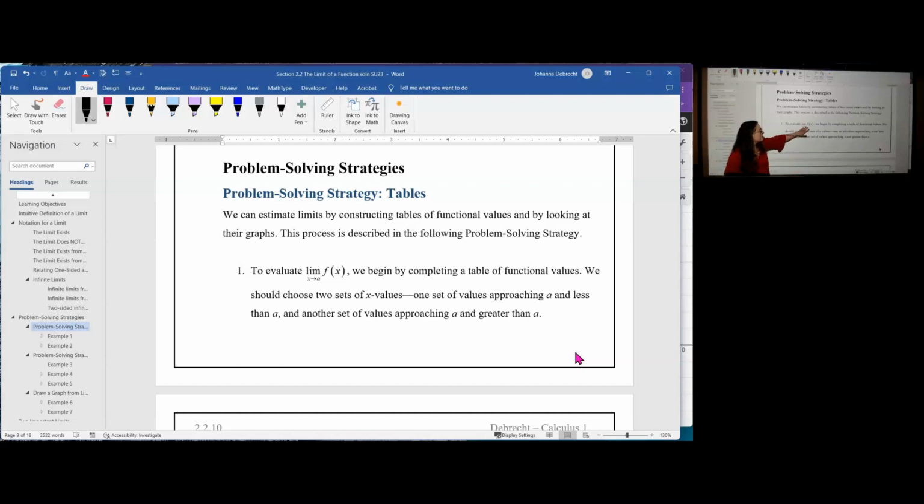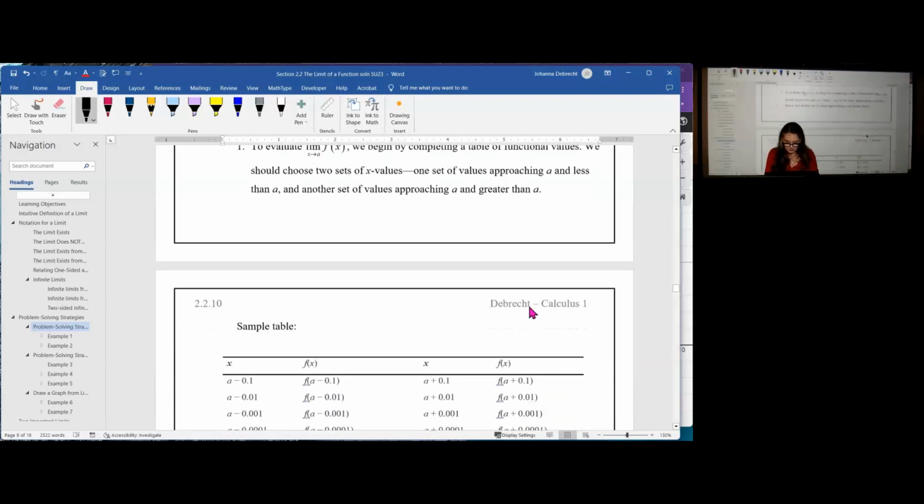To evaluate the limit of a function f as x gets close to a, we begin by completing a table of functional values. We're going to choose two sets of x values, some to the left of a and some to the right of a, but very close to a. Now keep in mind that this is only an estimate, and we could be utterly wrong if we pick the wrong points. It can happen.